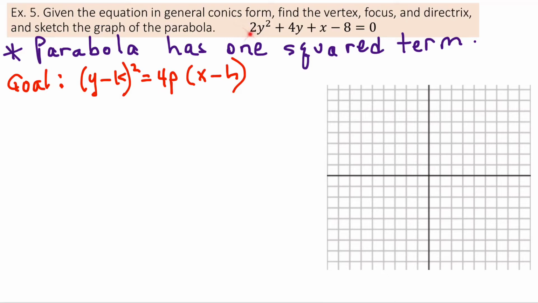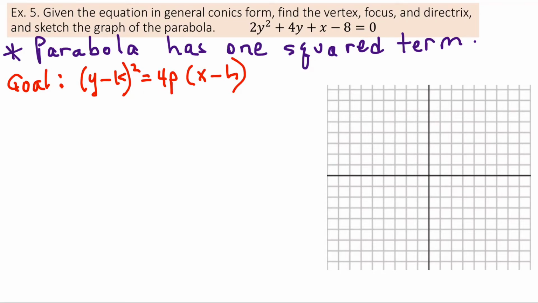All right, so standard conics form, if it is a parabola, will have one squared term. So it will either have an x squared term or a y squared term, but not both. If it has both, then it's not a parabola. This has a y squared term, so it is a parabola. It's a y squared parabola. We know a y squared parabola is of this form here if it's in standard form. So a y squared parabola is a sideways parabola. All right, so we're going to take this and get it into this form now.